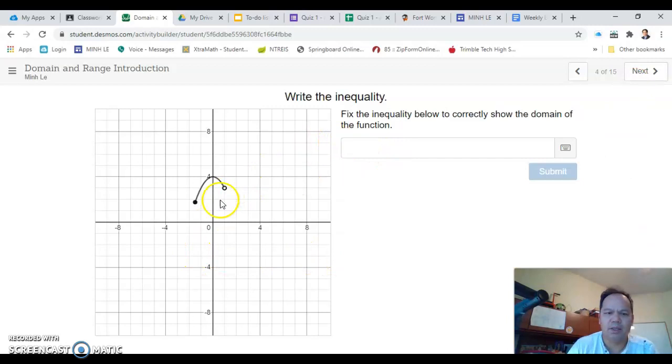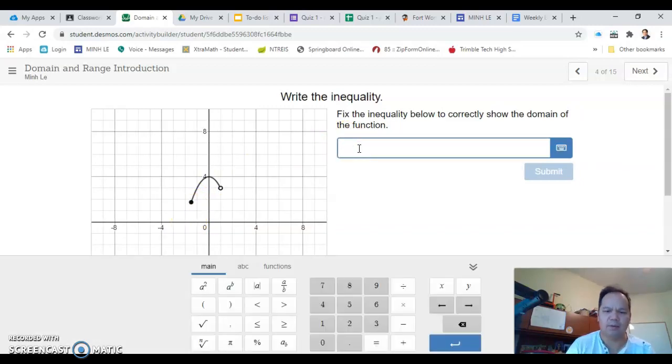fix the inequality. If I go all the way to the left at negative 1.5, I look up, I see the solid. So I'm going to type negative 1.5 less than or equal to x, less than, to the right, open, and where is it at? Above x equals 1. Don't forget to click submit.